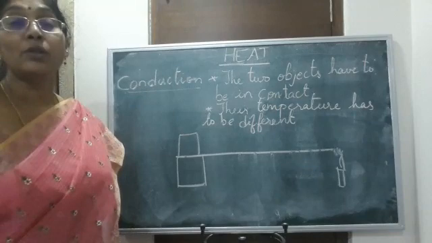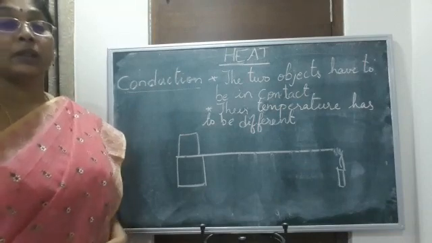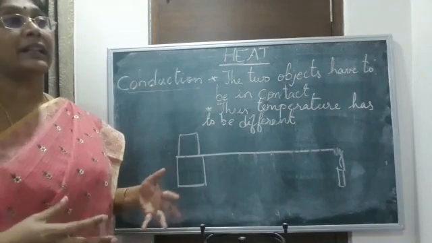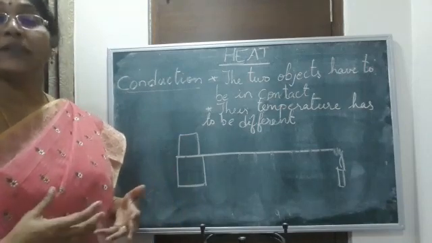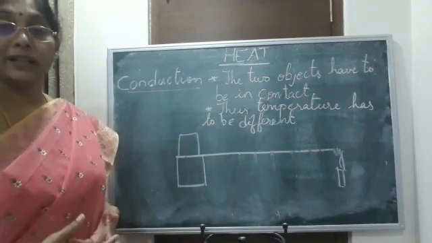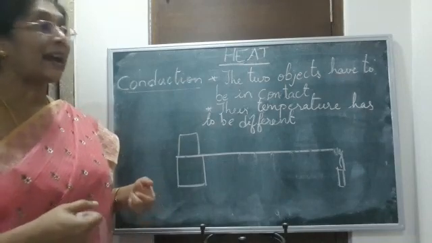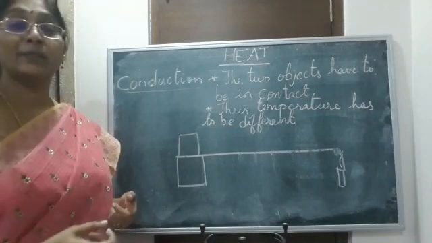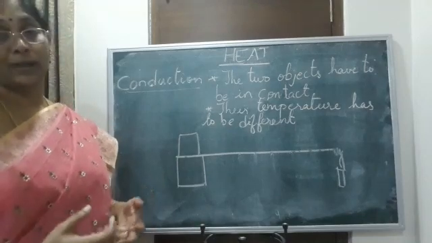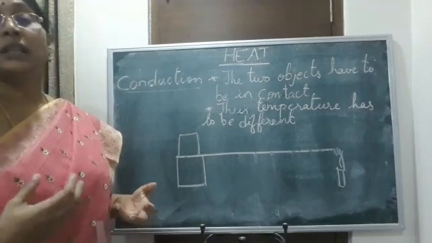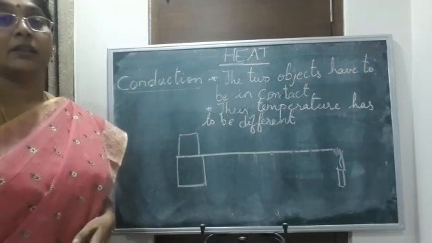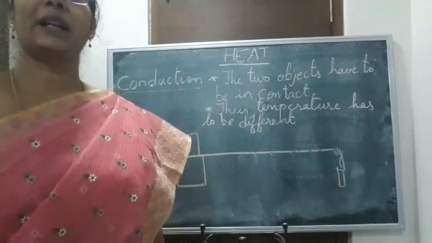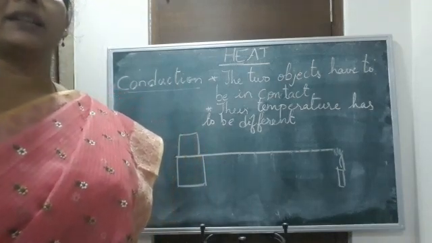That's the reason why all metals are good conductors of heat. So all those containers where a heating effect is required are made up of metals. And their handles are made up of non-metals, maybe either bakelite or wood, which are insulators. So conductors and insulators. I think I have explained conductors and insulators in the previous video also.